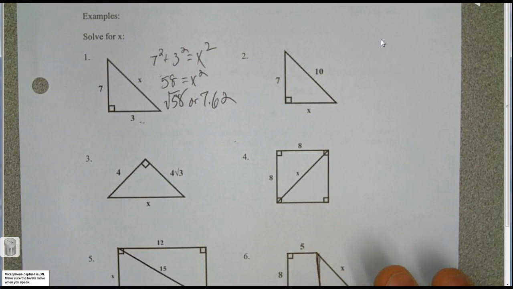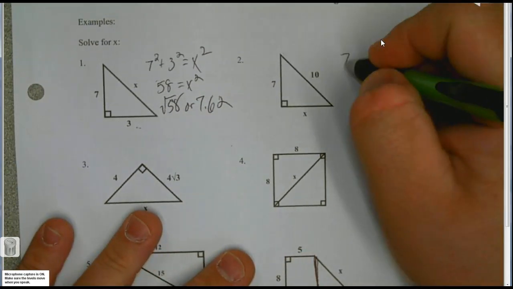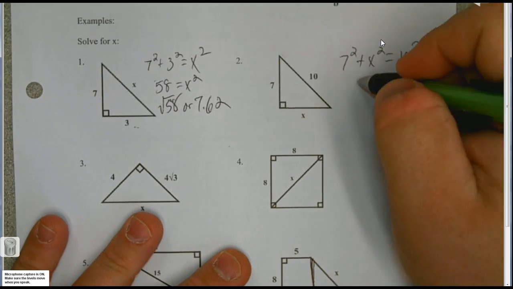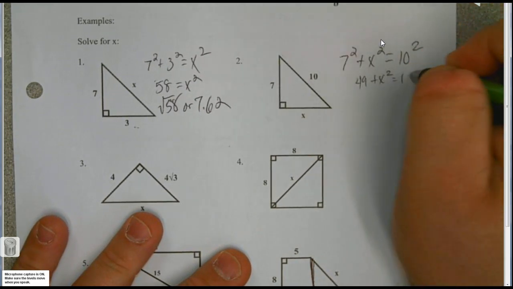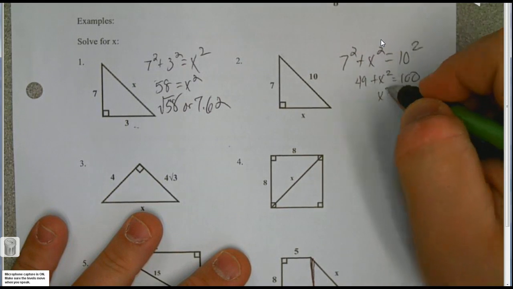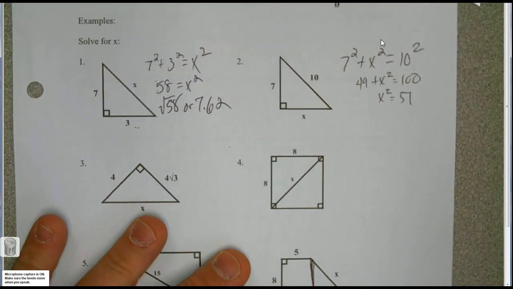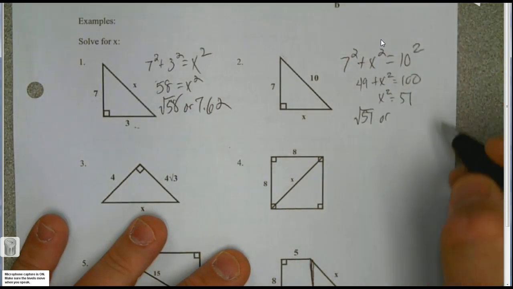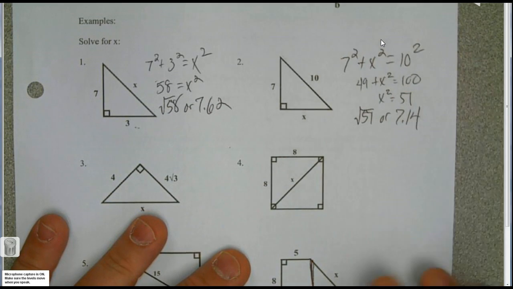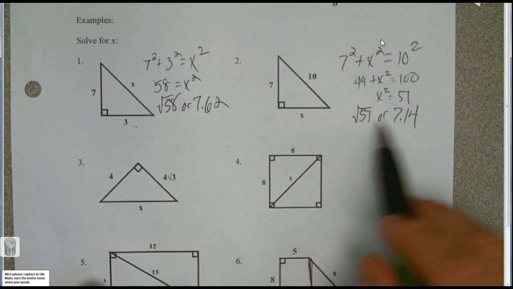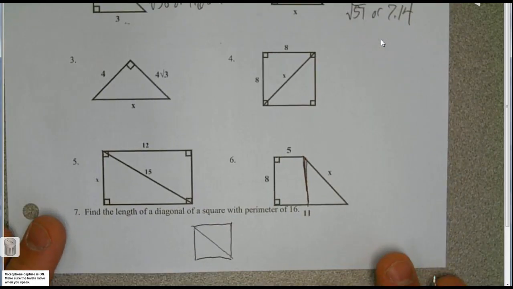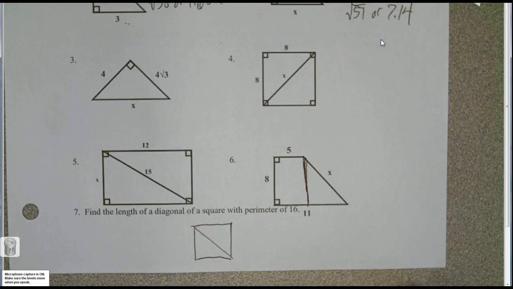On number 2, I can do 7 squared plus x squared equals 10 squared. 49 plus x squared equals 100. So x squared equals 51. And when you do the square root of 51, the square root of 51 doesn't reduce, or you can say 7.14. Make sure you understand how to do both. Okay, so go ahead and finish 3 through 7. Pause the video, and when you're done with those, I'm going to go over the correct answers.